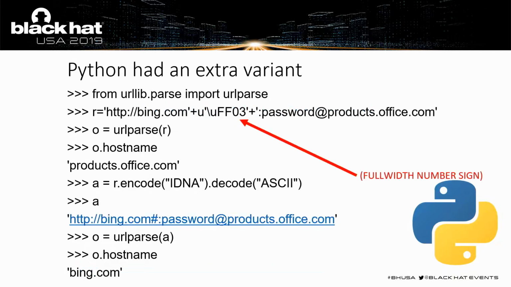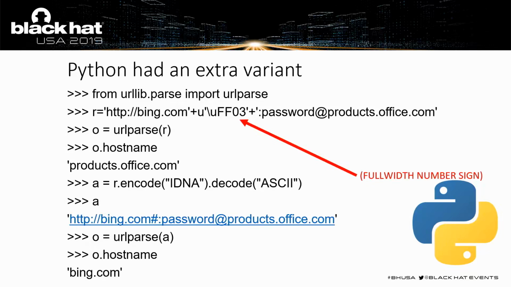So here we're using the sort of old school basic auth syntax. You've got username:password at some hostname, except the username here has a full width number sign in it. And the trick here is that before the normalization happens, that full width number sign is just part of the username. So the hostname is actually the thing after the at. And that's what Python will tell you it is.